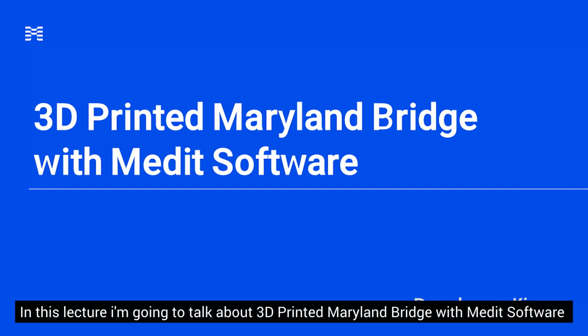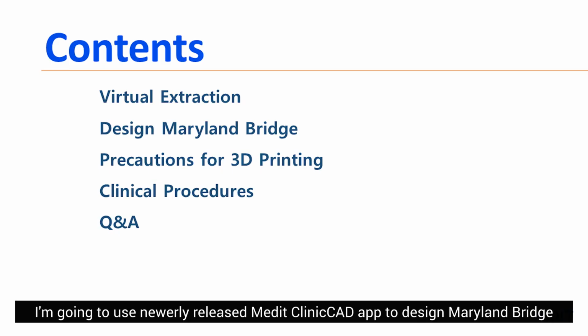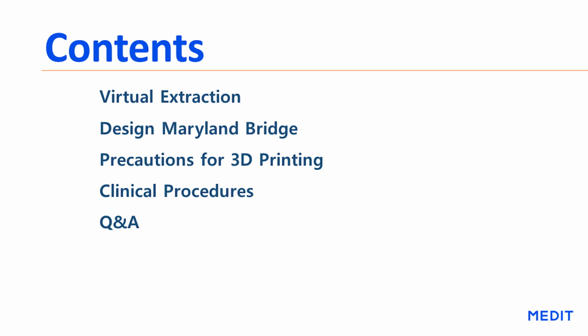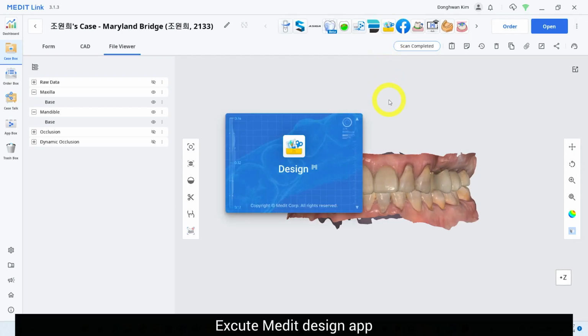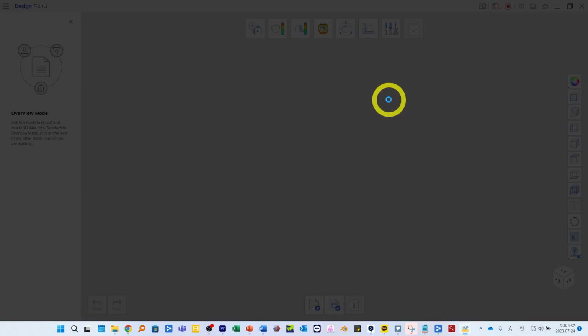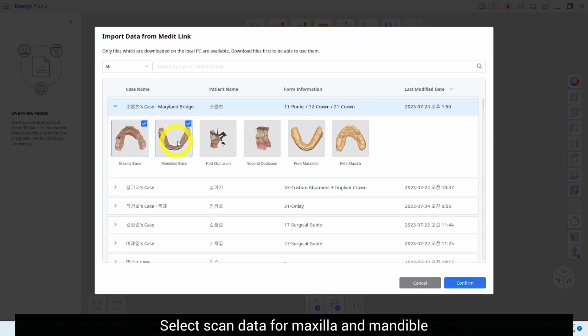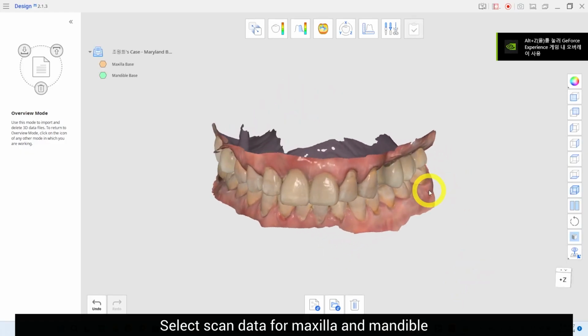In this lecture, I'm going to talk about 3D printed Maryland bridge with Medit software. I'm going to use the newly released Medit ClinicCAD app to design the Maryland bridge. First of all, I'm going to do virtual tooth extraction. Execute the Medit Design app. Select Scan Data for maxilla and mandible.